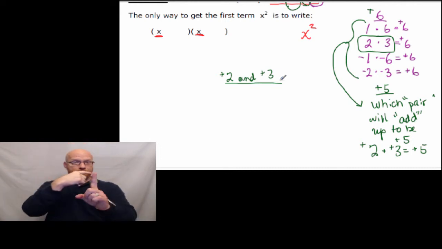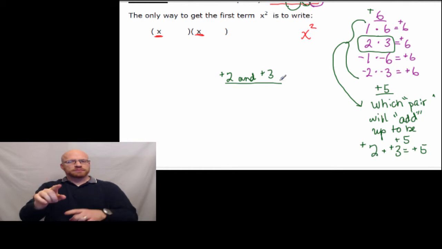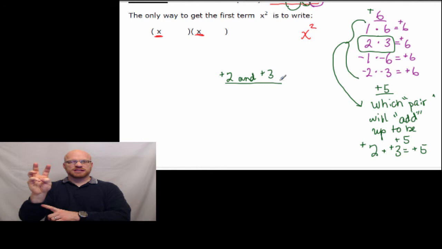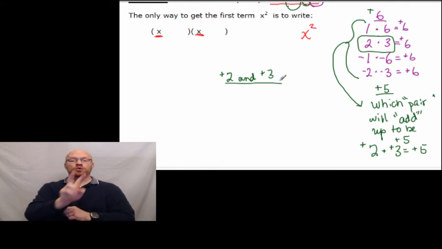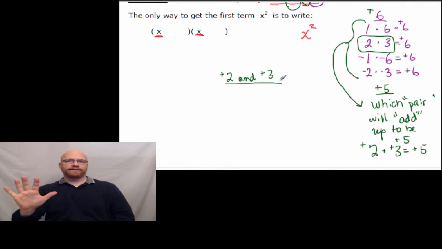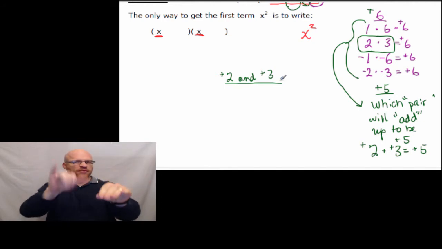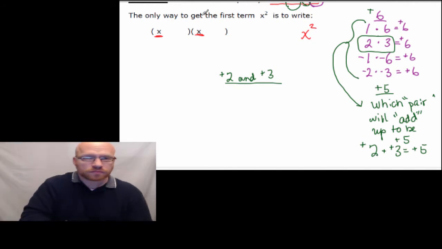So now we have positive 2 and positive 3. They satisfy both conditions. 2 times 3, positive and positive, is positive 6. And then 2 plus 3 is also 5. Now both conditions are satisfied in our trinomial. So let's put this in our two binomials here.